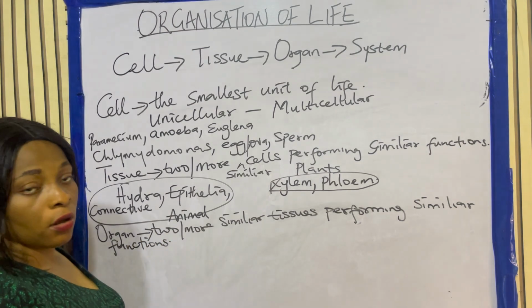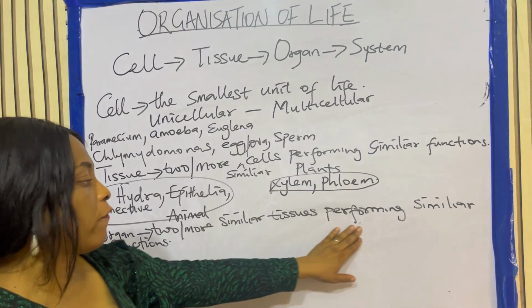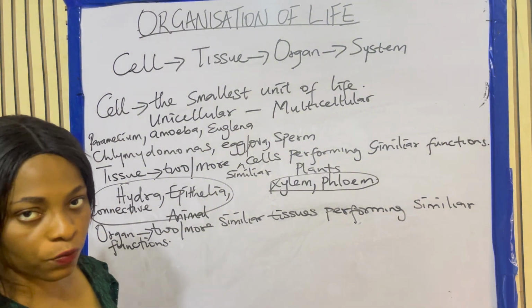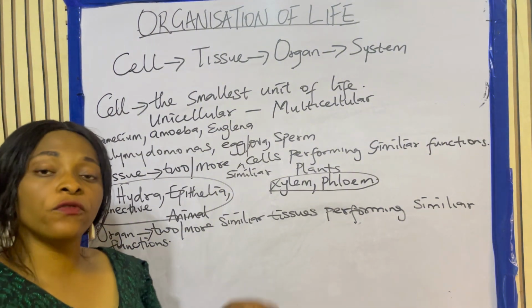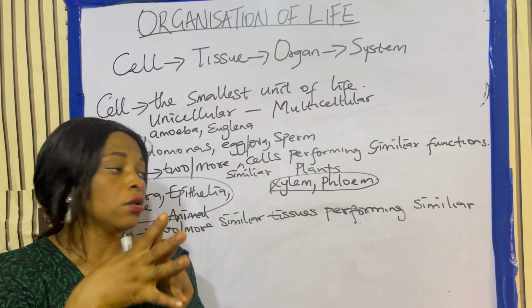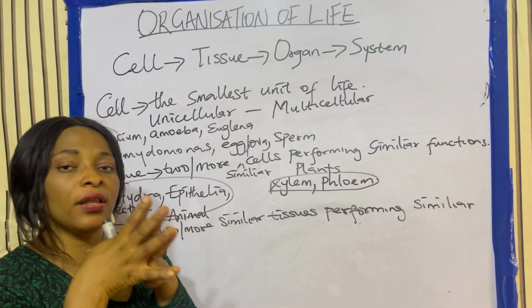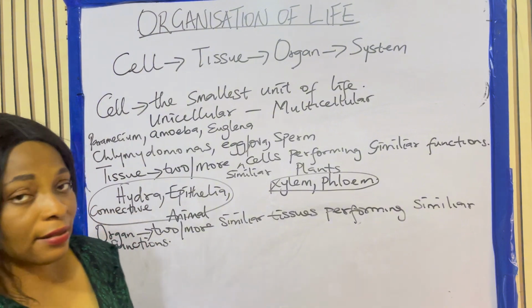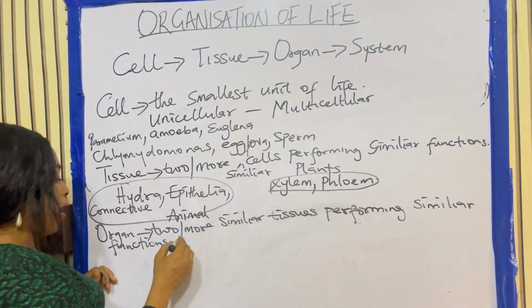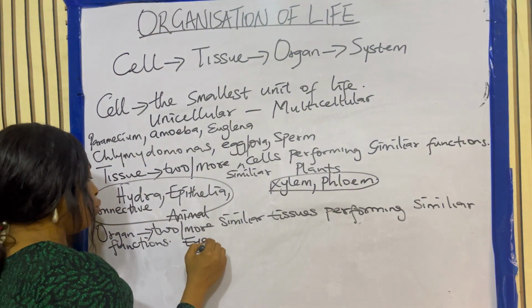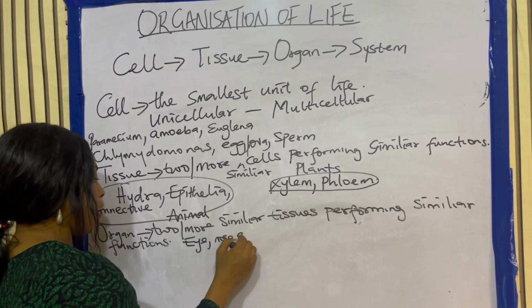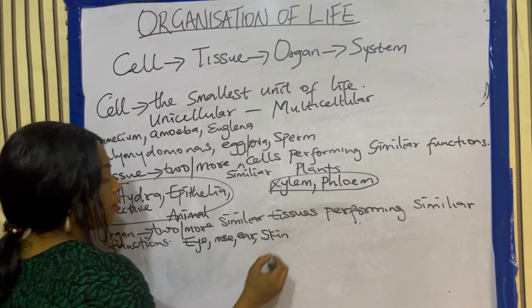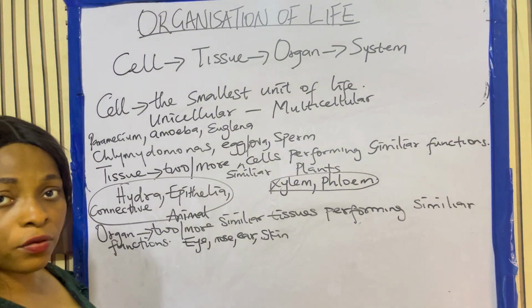Are we following? An organ is a combination of two or more tissues performing similar functions. So what are these organs all about? In an organ, you have two or more tissues that perform similar functions. You bring them together, we refer to them as an organ. Examples of organs are the eye, nose, ear, skin, etc. Are we together?